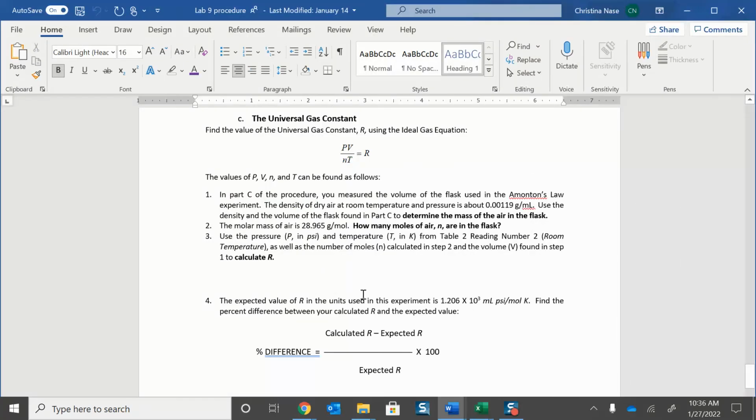And now I want to find the moles. To find the moles, they give us a whole bunch of information. They give us the density. So if I know the density and I know the volume, I can use that to find the mass, right? Density is just mass over volume. So that's the first thing I'm going to do: determine the mass of the air in the flask.